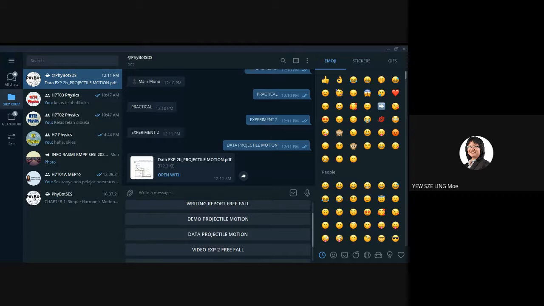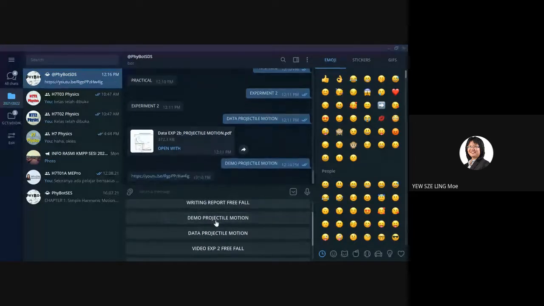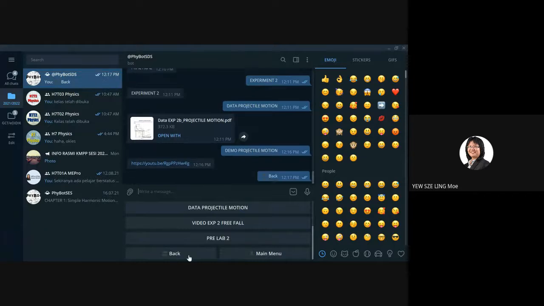Okay, so let's go back to the Telegram. So now you have this data already. So you go to the demo projectile motion. It is a YouTube link. So when you click it, it will show you how to conduct the experiment. So I think that's it. And then go back again.